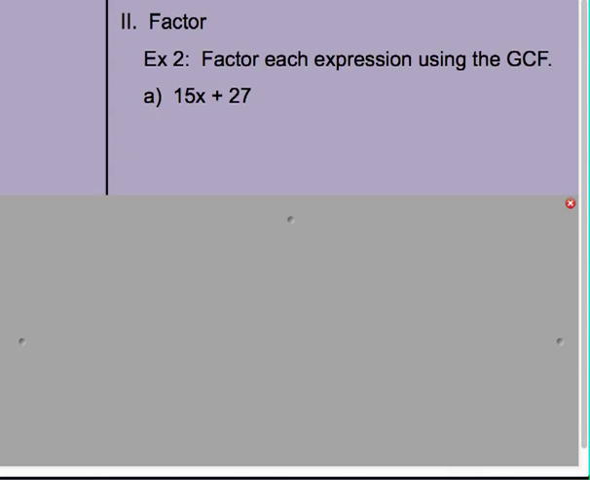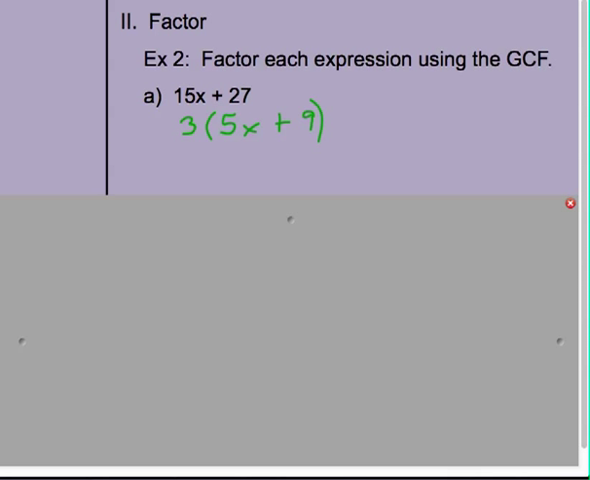So let's see how to use the GCF to factor. Now remember, when you distributed, you multiplied. When you factor, you divide. So we're going to first of all find the GCF, and we will divide that out of each term. For 15x and 27, our GCF is 3. There's no variable that they have in common. 15 divided by 3 is 5, and the x just kind of goes along since we're not dividing out the variable. 27 divided by 3 is 9.